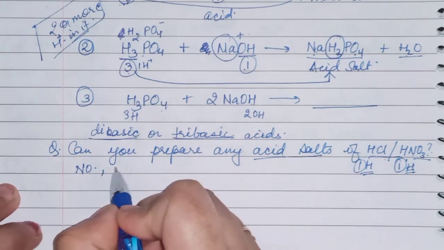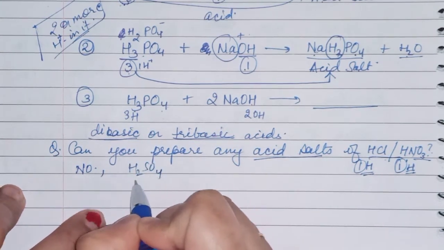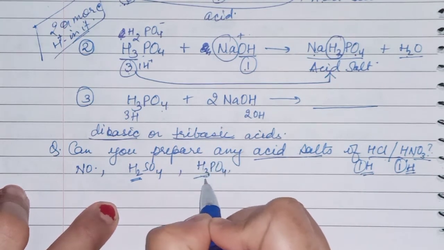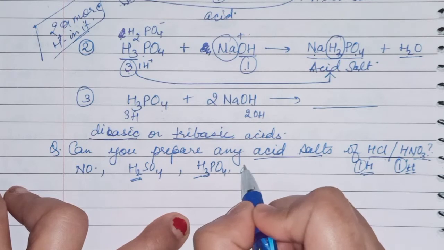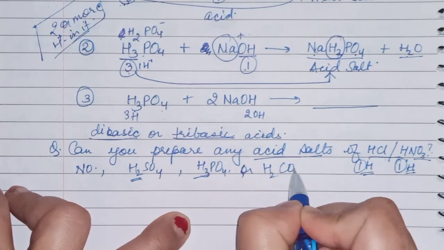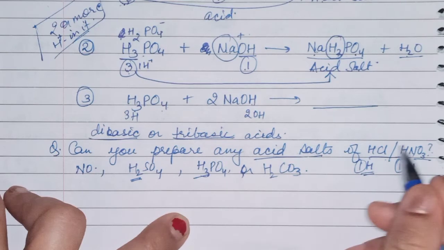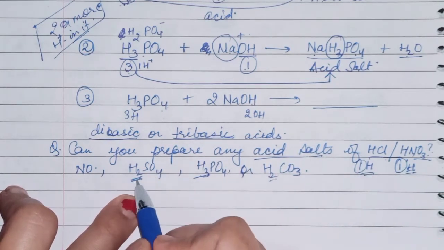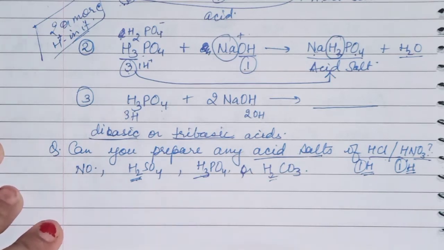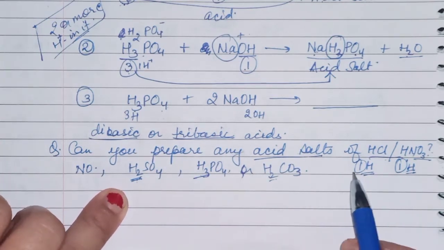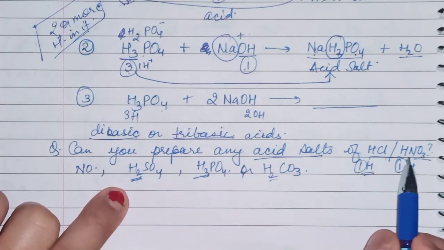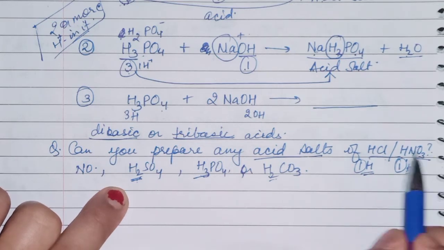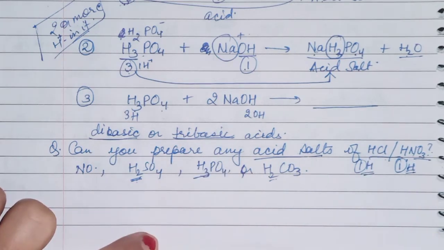It can be prepared by H2SO4 that has 2 hydrogen, H3PO4 that has 3 hydrogen in it, or H2CO3 carbonic acid. That means 2 or more H plus ions are forming, or it contains 2 or more hydrogen atoms in it. Out of these, one will form water and one will get attached with the salt. Clear? So HCl and HNO3 will form normal salt. It will never form acidic salt.